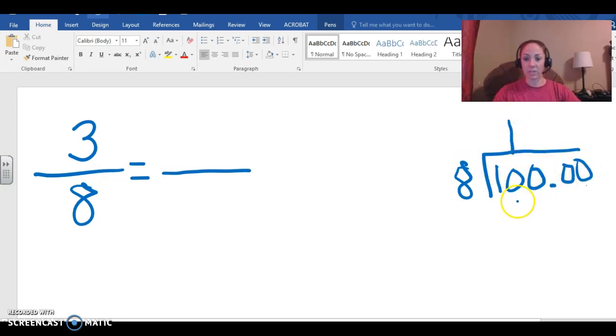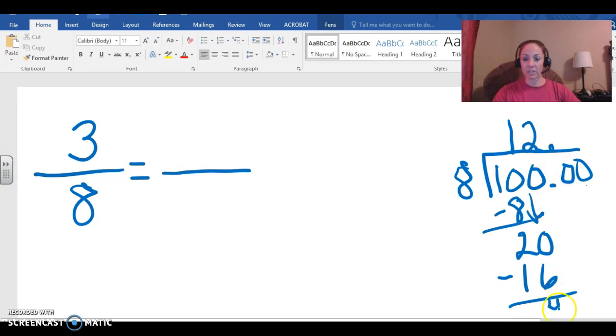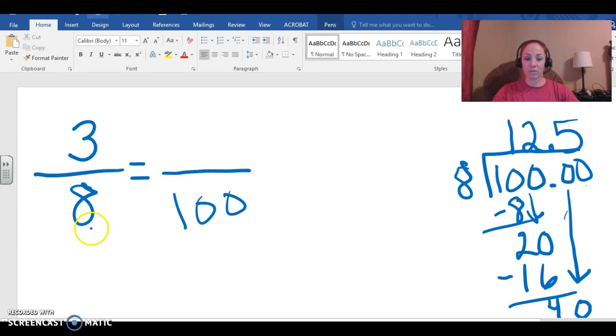So 8 goes into 10 once. Subtract, we have 2. Bring down that 0. 8 goes into 20 twice. So we subtract 16. 20 minus 16 is 4. Bring down the 0. 8 times 5 equals 40. So, I forgot to put that up there. So 8 times 12.5 equals 100. So 8 goes into 100 12.5 times.